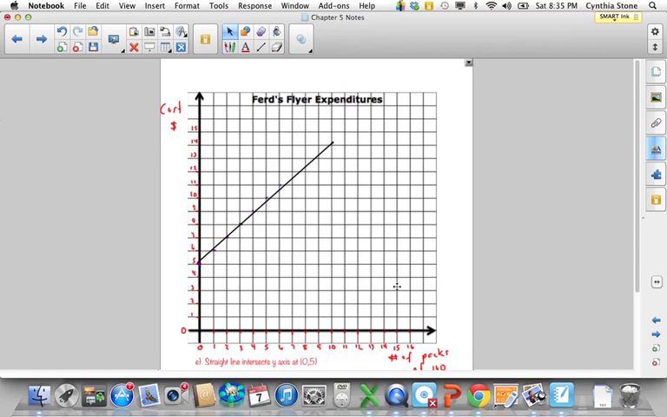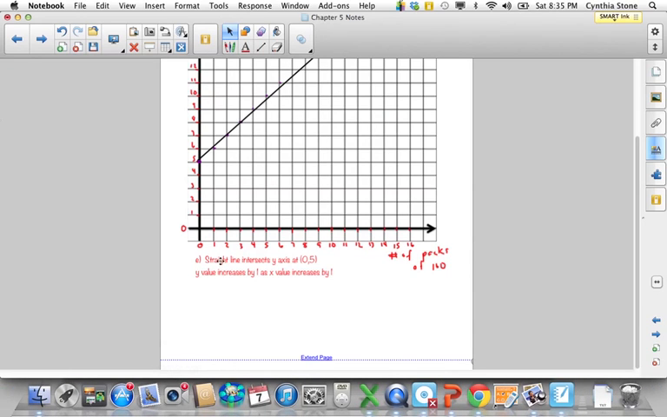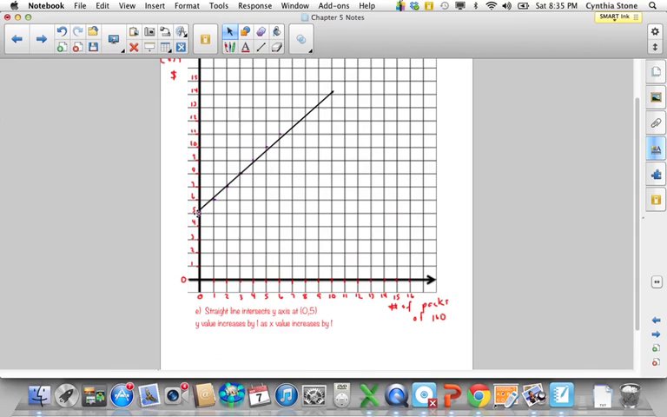And in part E, it says describe that graph. Again, if I go too fast, you just pause the tape. In part E, I'm going to say it's a straight line. It intersects the y-axis at 0, 5, right? Everything we do is a straight line. And the y value increases by 1 as the x value increases by 1. So every time we buy another 100, it goes up by $1. Another 100, another 100, another 100.